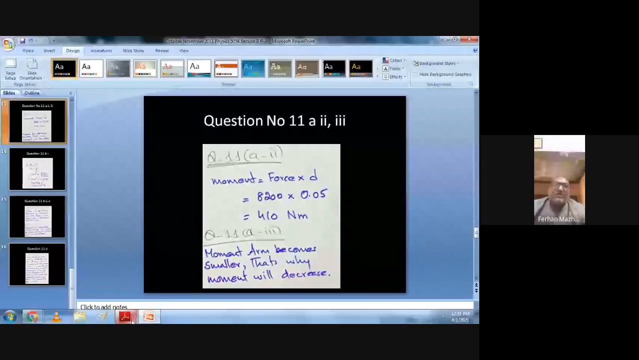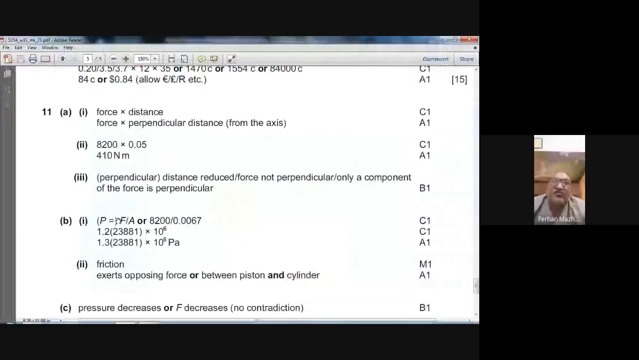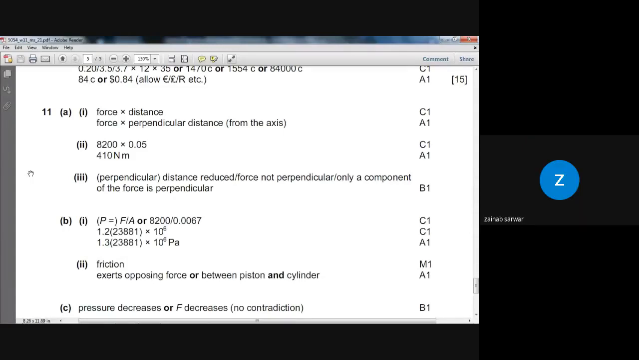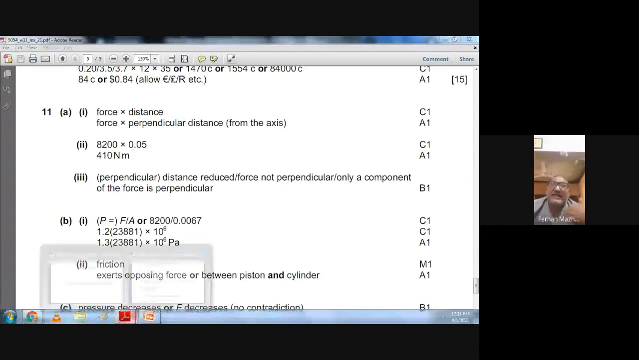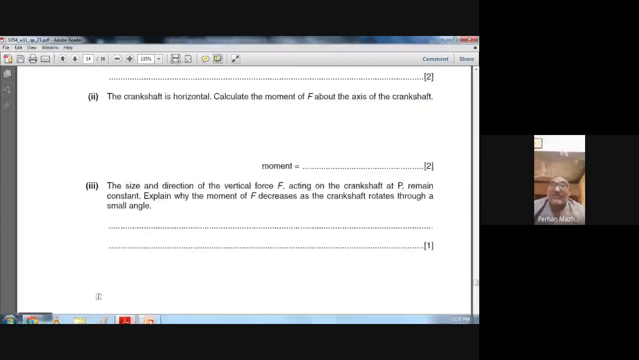Let me show you the marking scheme. It says the perpendicular distance reduced, the force is not perpendicular, only a component of the force is perpendicular. So the perpendicular distance, or moment arm as we also call it, will decrease. That's why the moment will decrease. Have you written this? Are you done with this question? Yes, sir. Okay. It's a little difficult to understand the actual concept of this third part, but the answer is very simple.